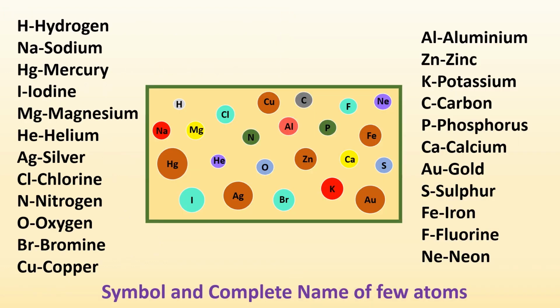Over here, the symbols and full names for various elements are given. H for hydrogen, Na sodium, Hg mercury, I for iodine, Mg magnesium, He helium, Ag silver, Cl chlorine, N nitrogen, O oxygen, Br bromine, Cu copper, Al aluminium, Zn zinc, K potassium, C carbon, P phosphorus, Ca calcium, Au gold, S sulfur, Fe iron, F fluorine, Ne neon.